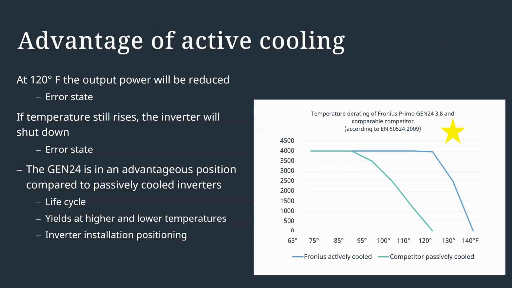Yeah, very important. And here you could see a quick little design concept or an advantage of active cooling, if you will. At 120 degrees Fahrenheit, this inverter is smoking hot. You may see an error state on the inverter, but below 120 degrees, you see that this derating is at 140 degrees, should say. You can see that this derating is much more delayed compared to some of our competitors here. And this is extremely beneficial for the homeowner trying to maximize yields, especially in those hot counties in California.